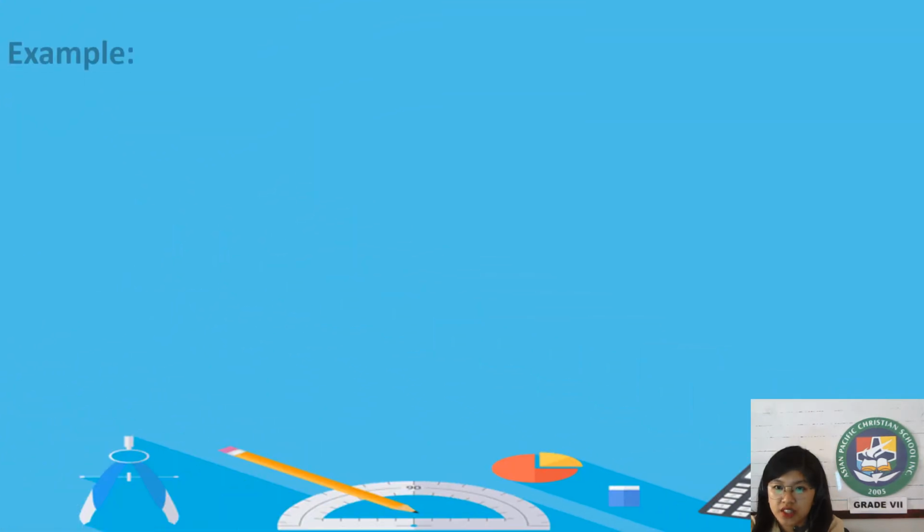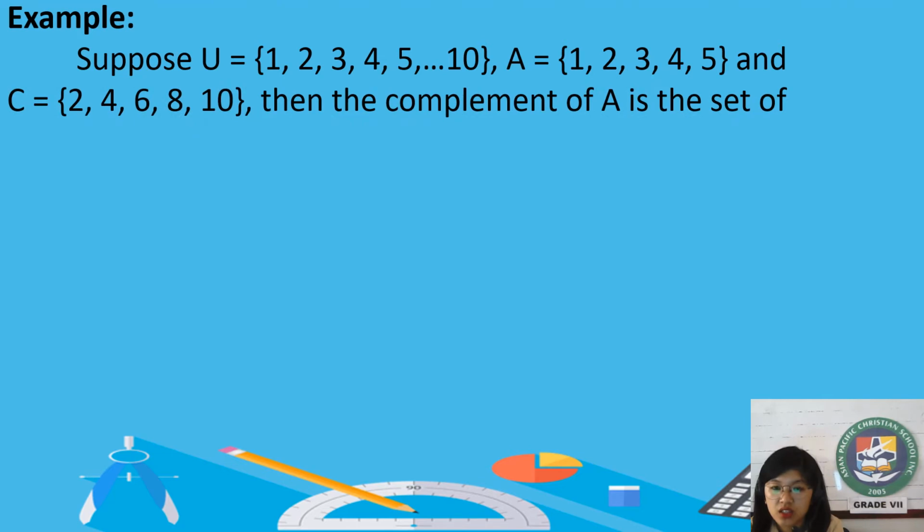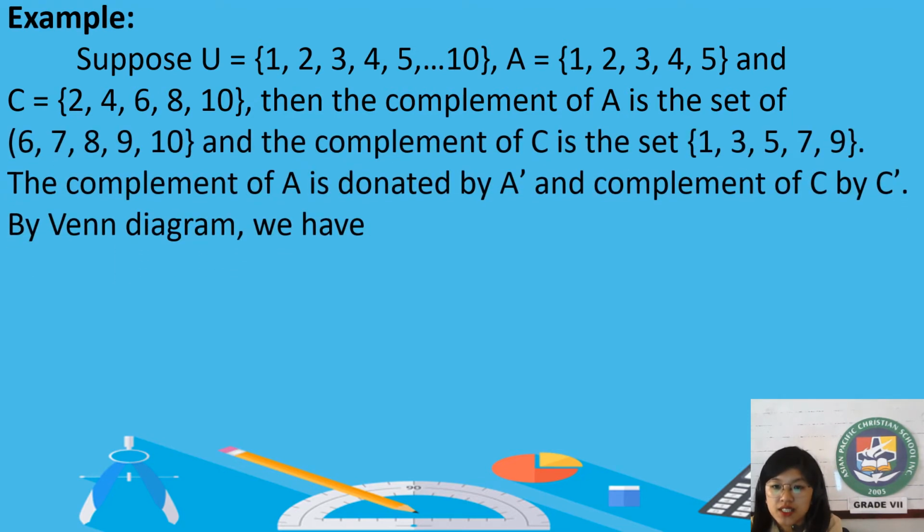Let's have an example. Suppose the set U is equal to the elements 1, 2, 3, 4, 5 until 10, the set A is equal to the elements 1, 2, 3, 4, 5, and the set C is equal to the elements 2, 4, 6, 8, and 10. Then the complement of A is the set of 6, 7, 8, 9, and 10. Yun yung mga number na nasa universal set na wala dun sa set A. Kasi ang nasa set A natin ay 1, 2, 3, 4, and 5. So, ano yung mga wala dun sa set A? We have 6, 7, 8, 9, and 10.